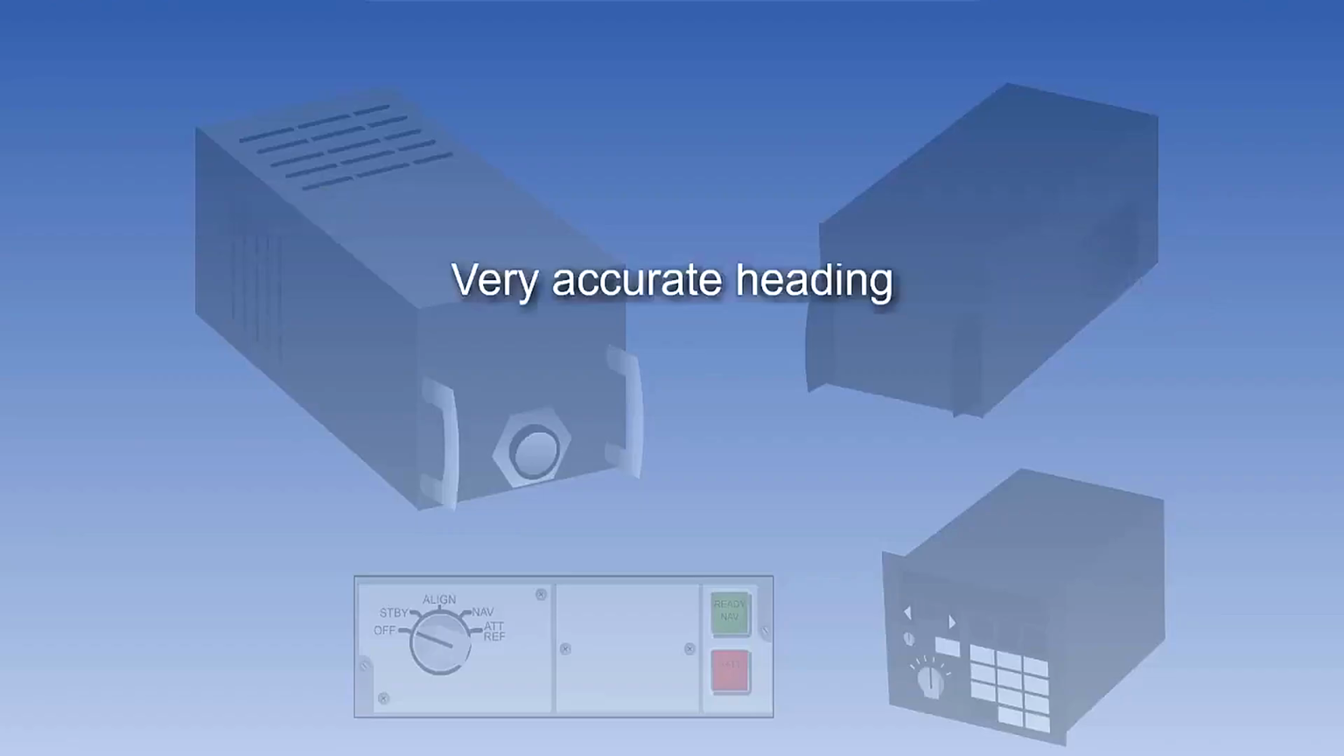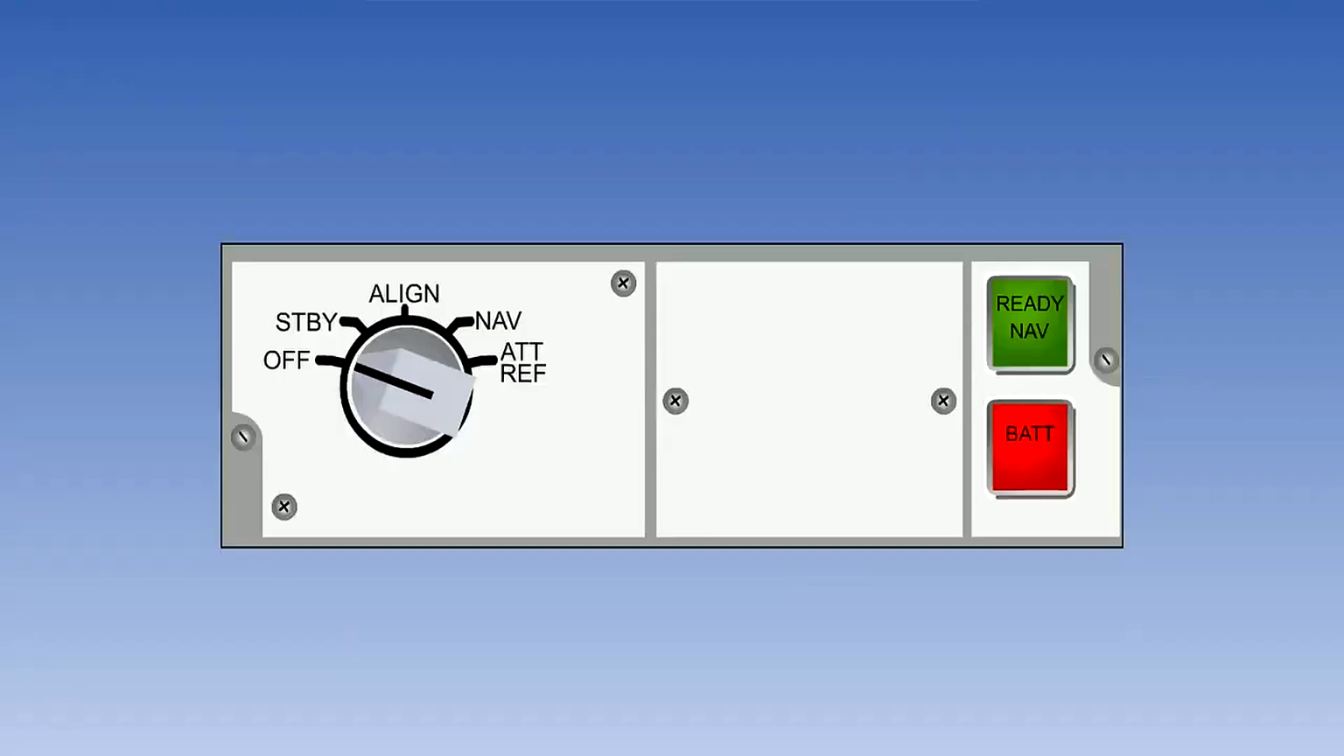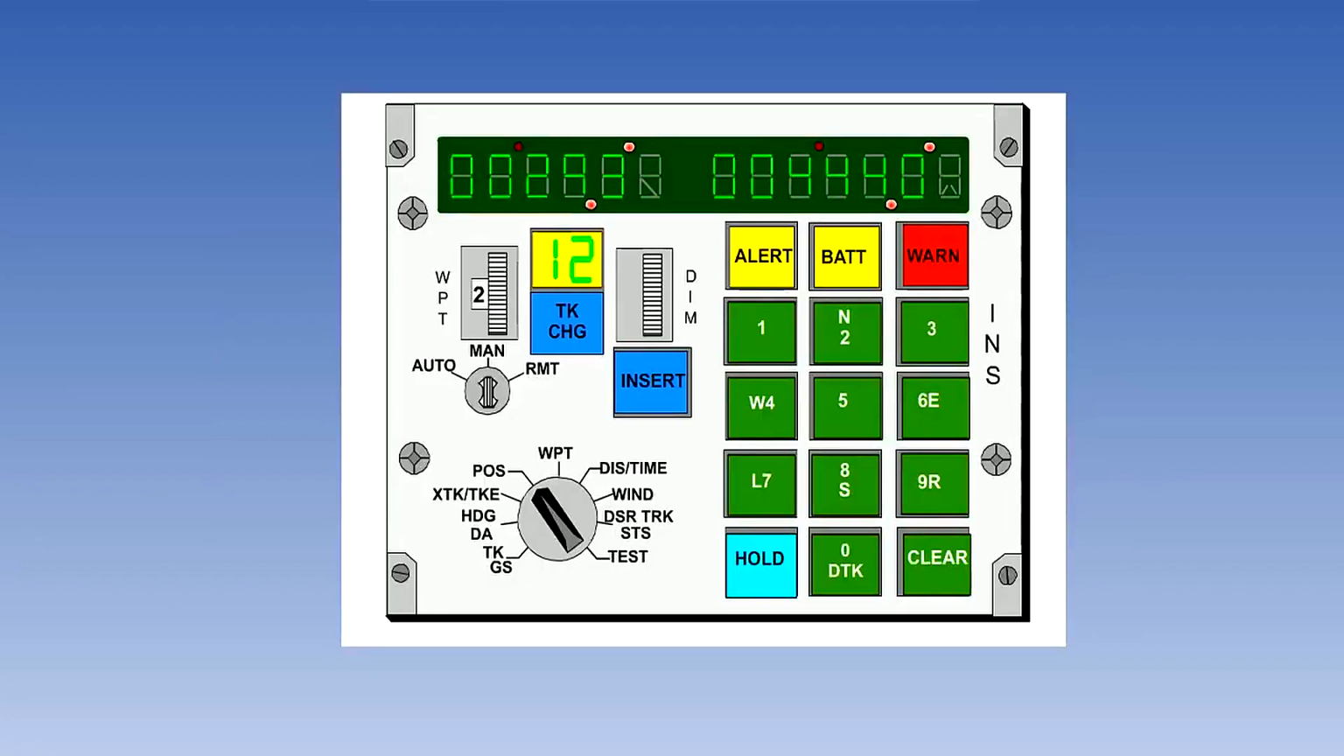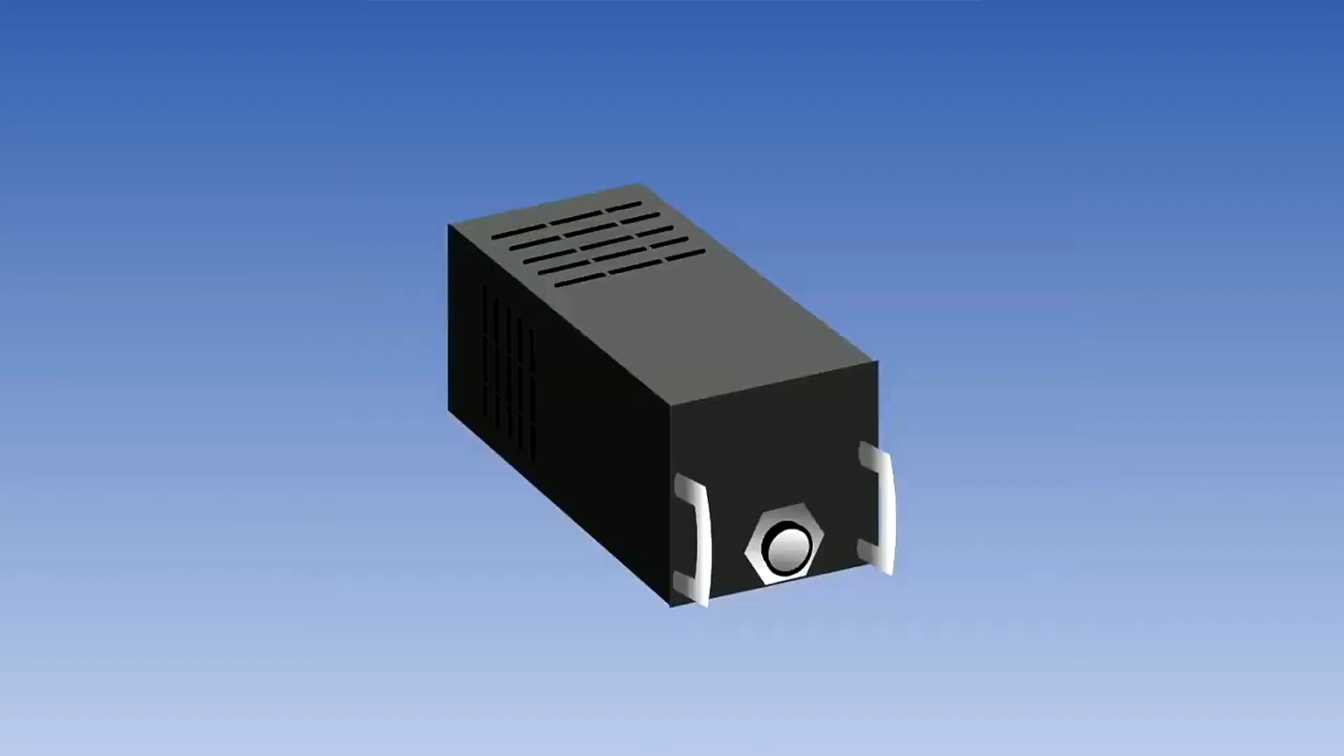INS heading is about 10 times more accurate than previous gyromagnetic compass systems and is not dependent on Earth magnetism. It can therefore be used for high latitude and polar navigation, where the Earth's magnetic field may be weak, or the value of variation may be unreliable. The basic units of the INS are the Mode Selector Unit or MSU, the Control and Display Unit or CDU, and the Inertial Navigation Unit or INU.